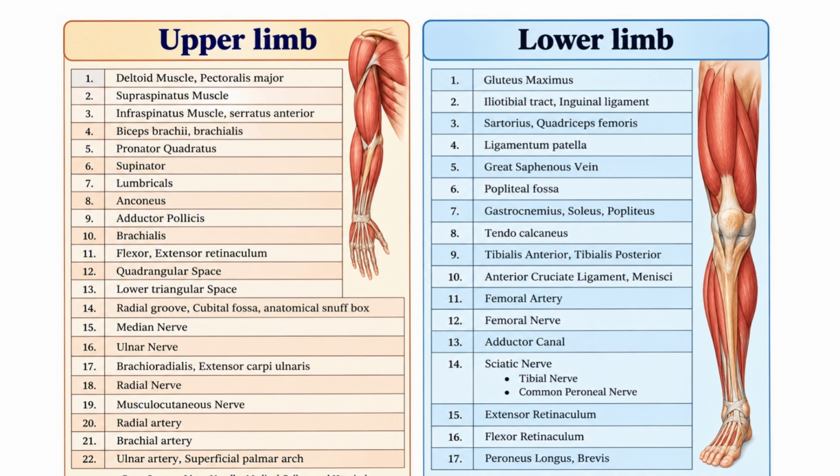Coming to lumbricals, there are four small muscles, and they help in flexion of metacarpophalangeal joints and extension of interphalangeal joints. Anconeus is a small triangular muscle from lateral epicondyle of humerus to olecranon. Adductor pollicis has two heads, oblique and transverse head, related to your thumb. It adducts the thumb and is supplied by ulnar nerve, and it is relevant for Froment's sign.